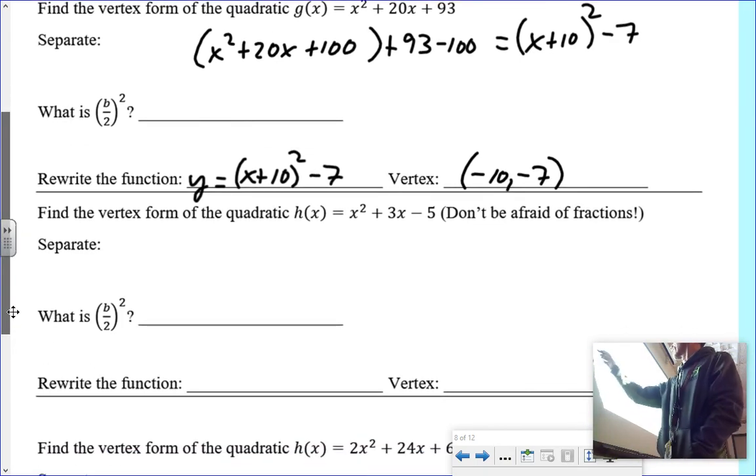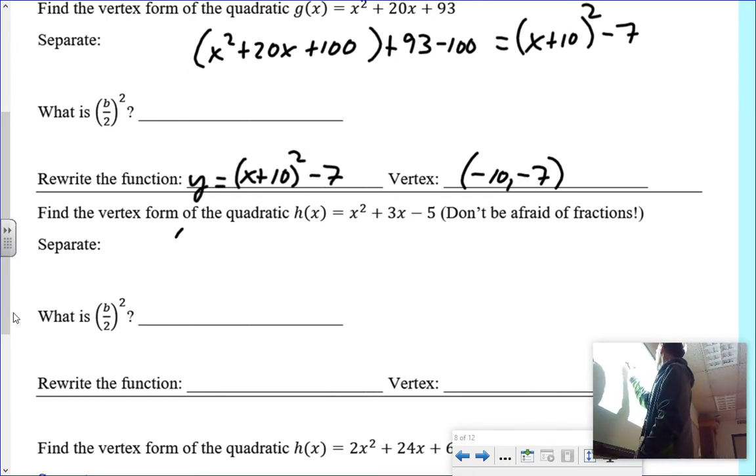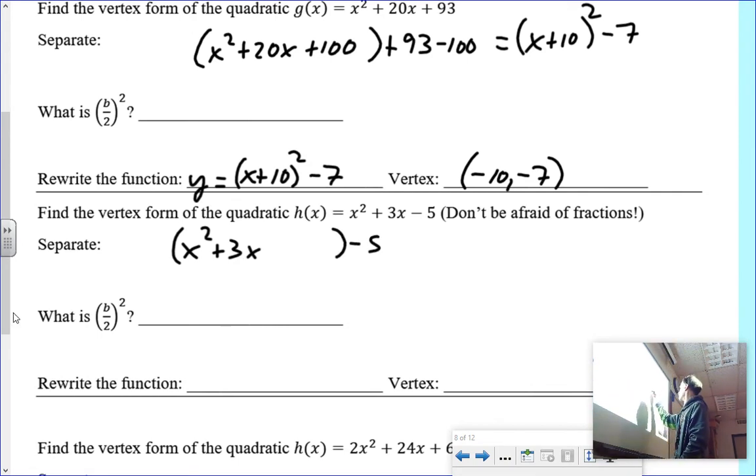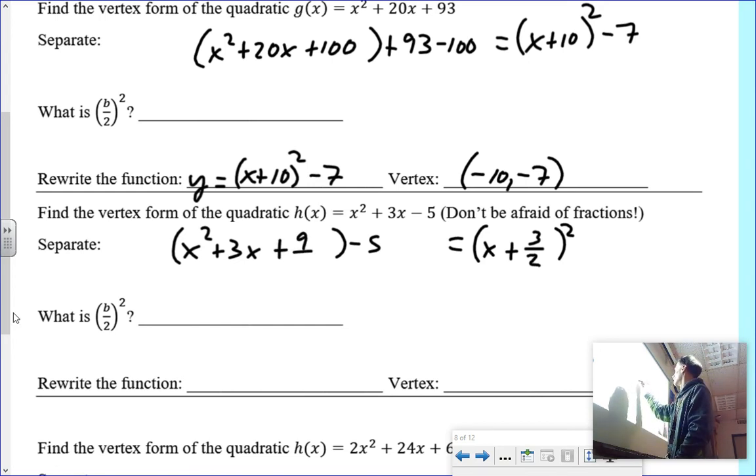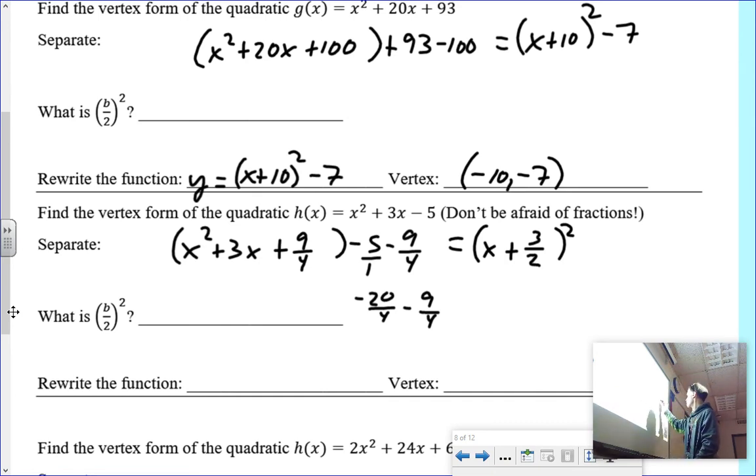On the next example, again, you're going to get a fraction sometimes. It's okay, but it works the exact same way. So again, 3 divided by 2 is just 3 over 2. If you want to write it as 1.5, you can do that too, but I'm going to use the fraction. 3 over 2 squared, so 3 squared over 2 squared is 9 over 4. And again, whatever is inside of here, we subtract on the outside. And of course, we need a common denominator here. So this is going to end up being -20 over 4 minus 9 over 4, so it's going to end up being -29 over 4.